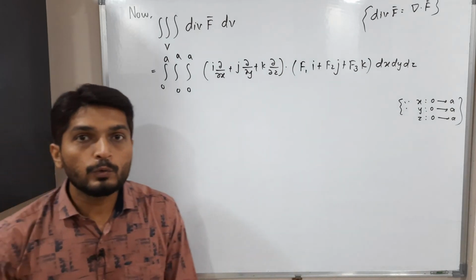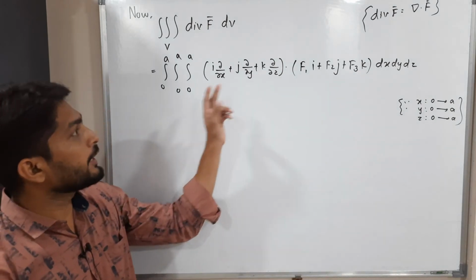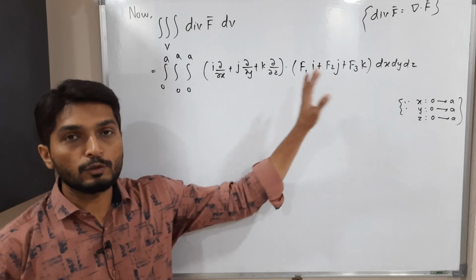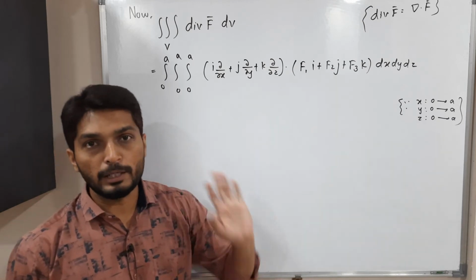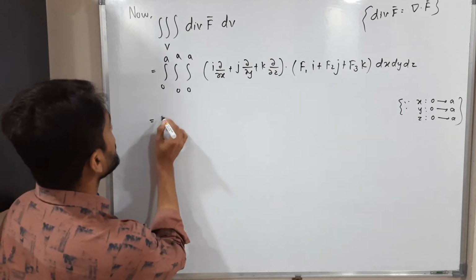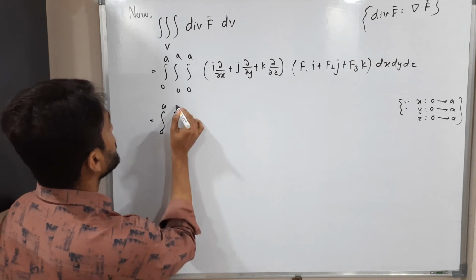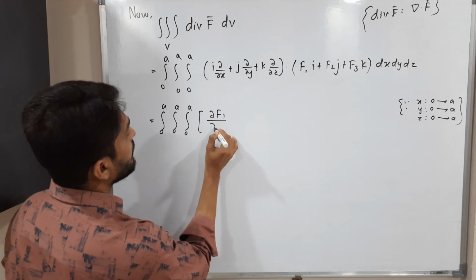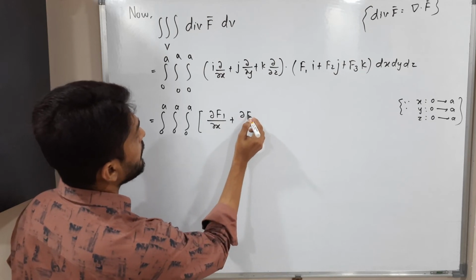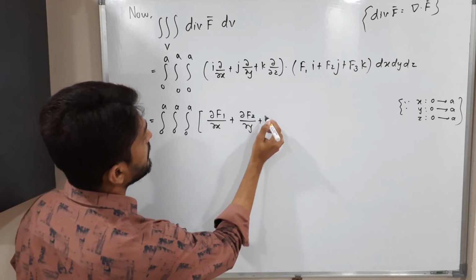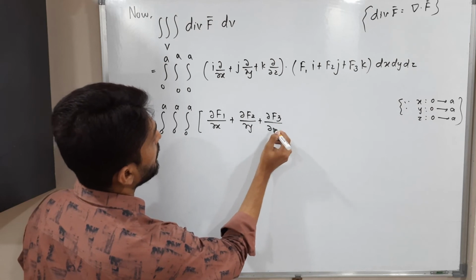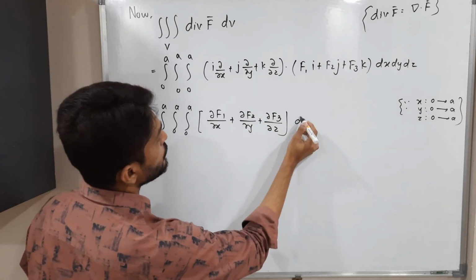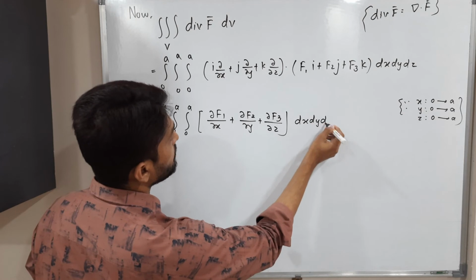You know well how to find a dot product: multiple of i into multiple of i, plus multiple of j into multiple of j, plus multiple of k into multiple of k. I will do the same thing here. So this is 0 to a, 0 to a, 0 to a, and we'll have ∂f1/∂x plus ∂f2/∂y plus ∂f3/∂z by taking the product here. So we got dx dy dz.